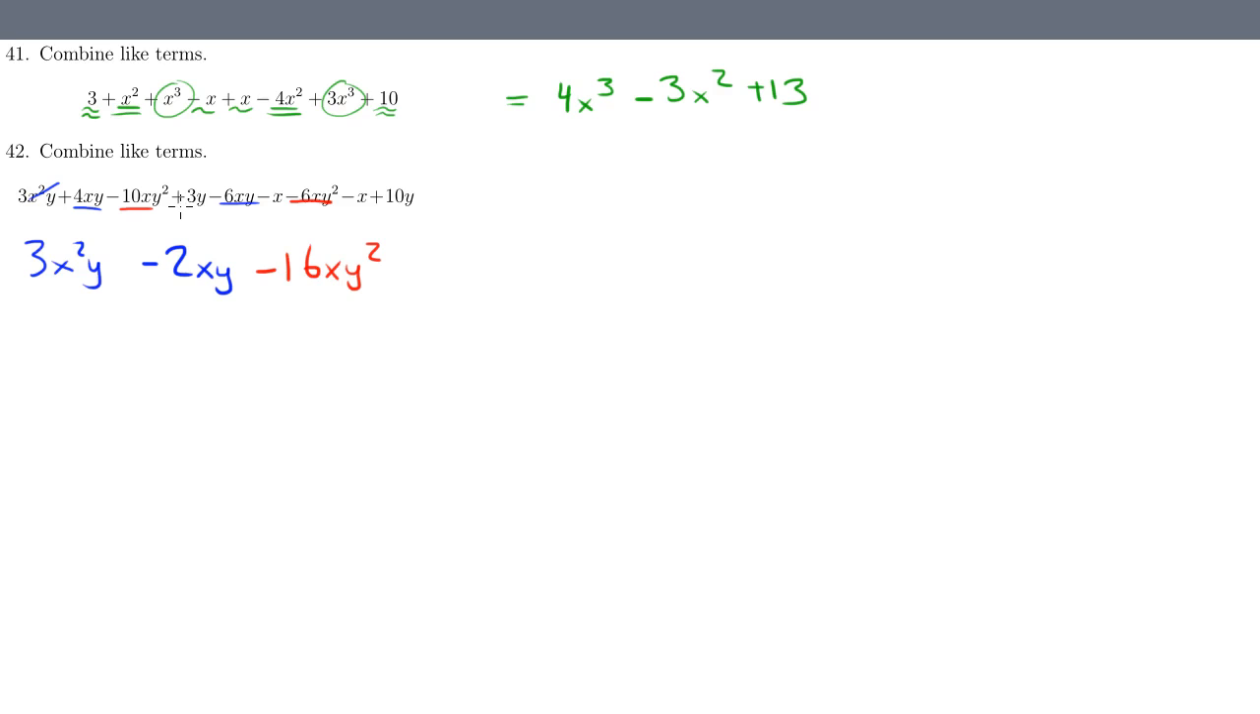Okay. Linear y plus 3y plus 10y. So that'll give me plus 13y. Awesome. And then minus x minus 2x. Cool. So there were a few terms we had to combine, not too many though. Okay, next set.